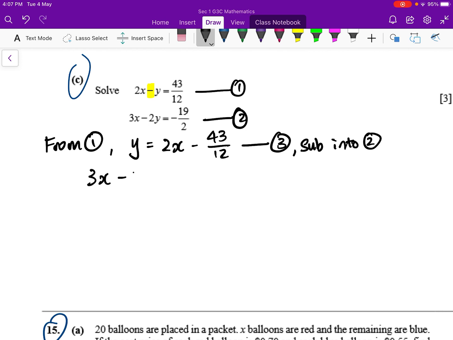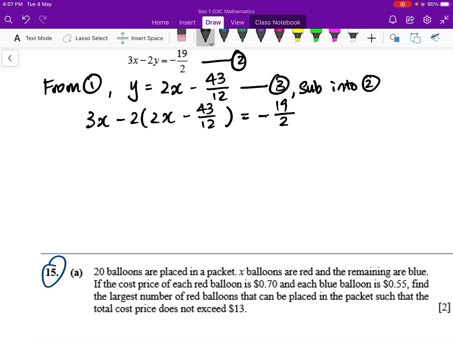3x, no change, minus 2 times of y. Every time you see the y, replace it. Minus 43 over 12, and this gives us -19 over 2. Now we will just solve for x. So 3x minus 4x, do the expansion, minus 4x plus 43 over 6. This gives us -19 over 2.